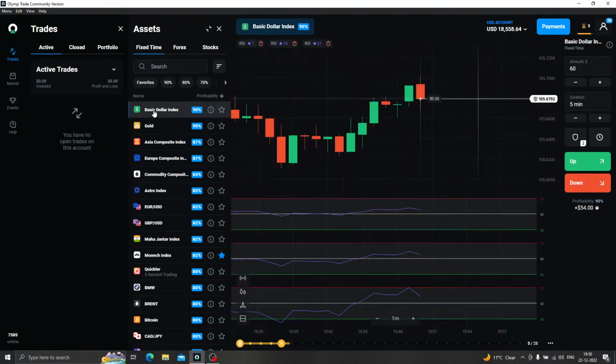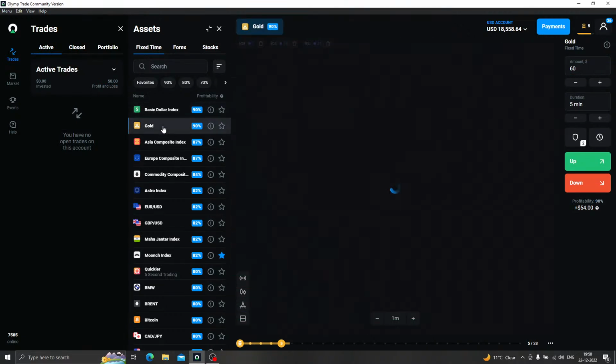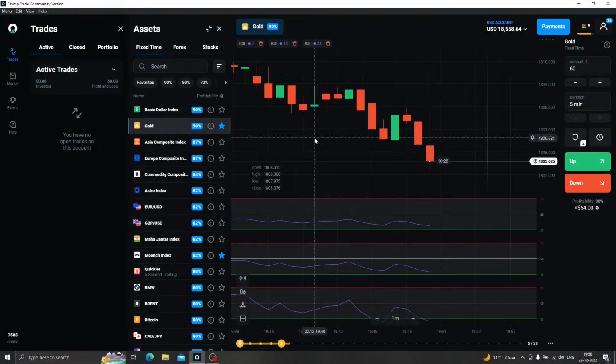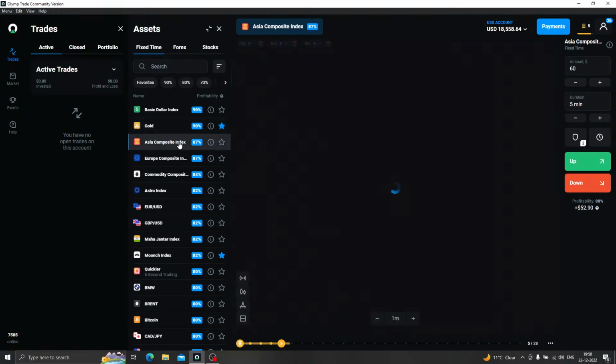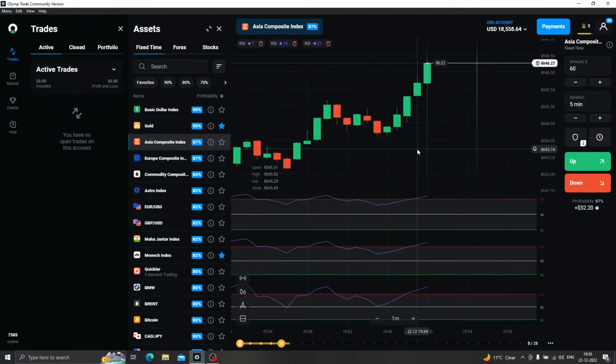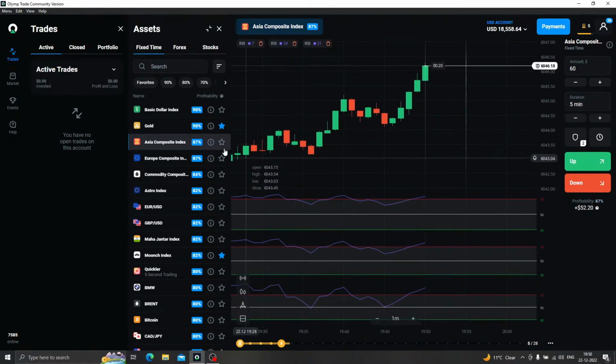Let us again try to find an entry. In gold, the price is going in the oversold region, oversold zone. Asia Composite Index is again going in the oversold zone. So we have three potential entries here: Asia Composite Index, gold, and the Mooch Index.